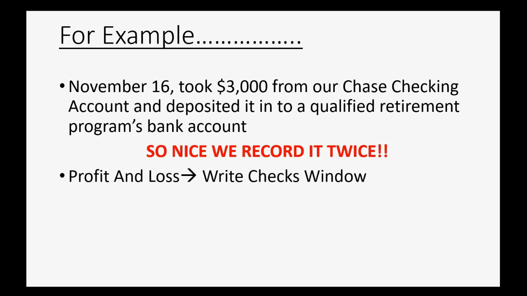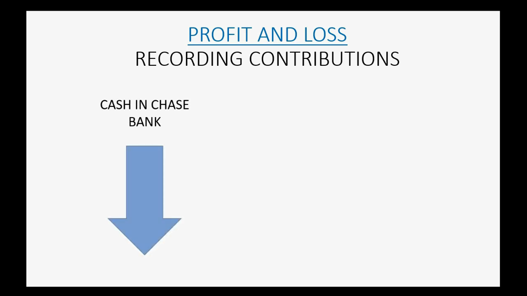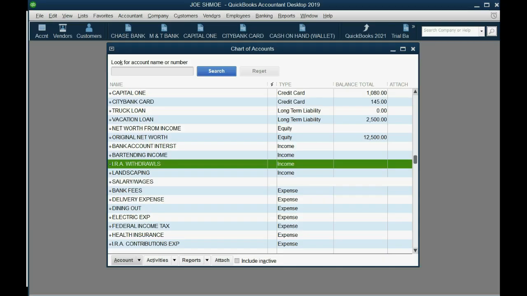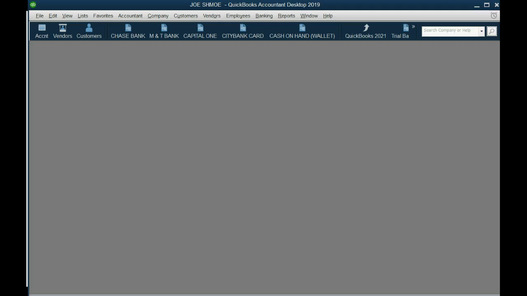First for the effect on the profit and loss, and we use the write checks window. Then again for the effect on the balance sheet, and we use the journal entry window. Now, at the moment we record this, the bank account will go down because you have a deductible expense, I.R.A. contribution expense. And that's what will happen at the moment we record this check or this transfer. So we also know we will use the write checks window in order to do this.